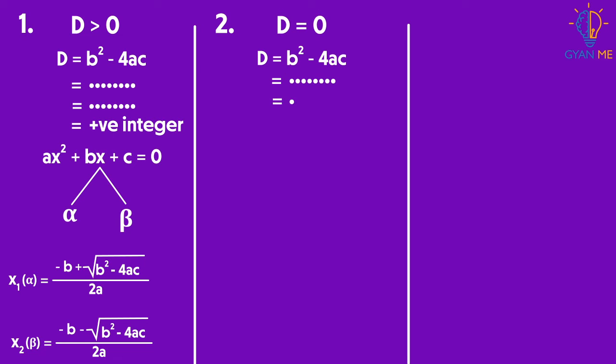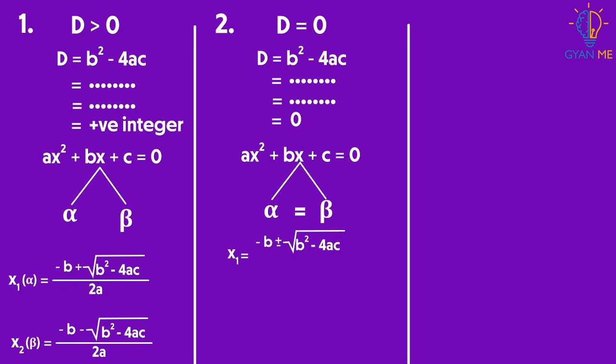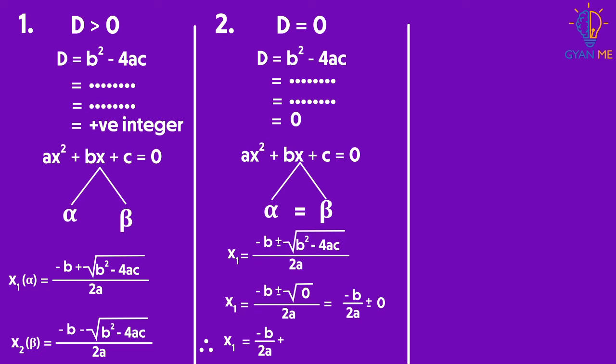In the second possibility, if D is equal to 0, that is, if b square minus 4ac solves to 0, there will be two roots, but both roots will be numerically equal. As we said, b square minus 4ac becomes 0, so we can substitute this in our quadratic formula and we get x equal to minus b plus or minus under root 0 upon 2a, which is equal to minus b upon 2a plus or minus 0. Therefore, x is equal to minus b upon 2a plus 0 or minus b upon 2a minus 0. As you can observe, in both cases x has equal values, minus b by 2a.